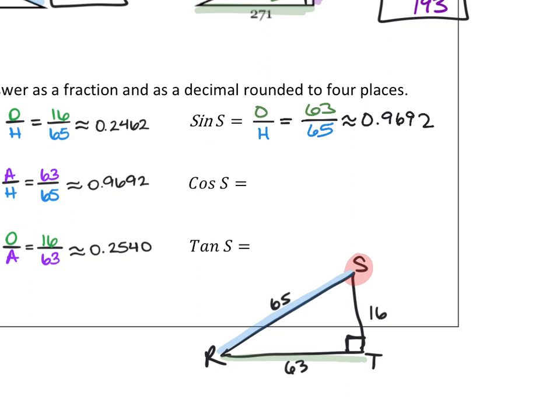If we go on to look for cosine of S, the ratio for cosine, remember, is the adjacent over the hypotenuse. What side is adjacent or touching angle S? 16. So this is going to be 16 divided by my hypotenuse. What was the hypotenuse length? 65. All right, calculator moment. What is 16 divided by 65? Round to 4 decimals.